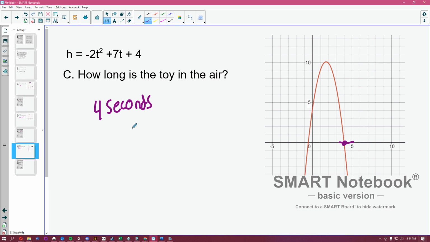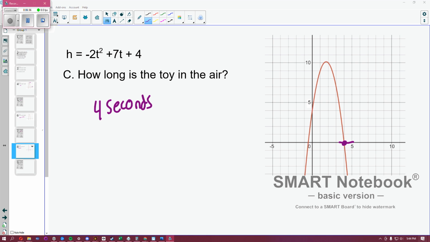Alright? So you guys are going to continue working on this for the rest of class. There are, I think it's 8 questions in total. So work through all of those, and we will go over them on Thursday. If you have any questions, see me on Thursday.